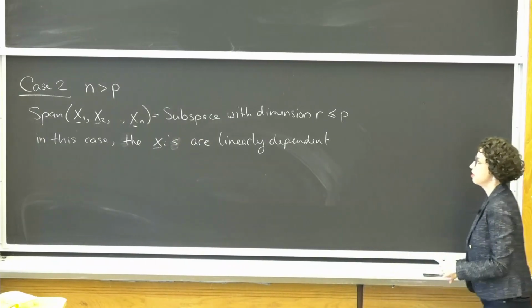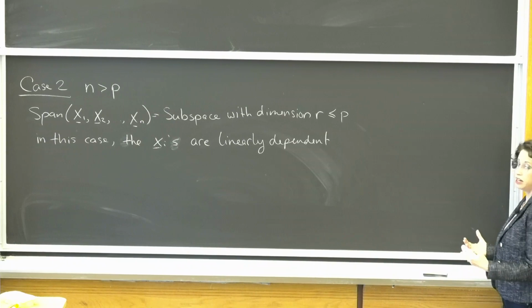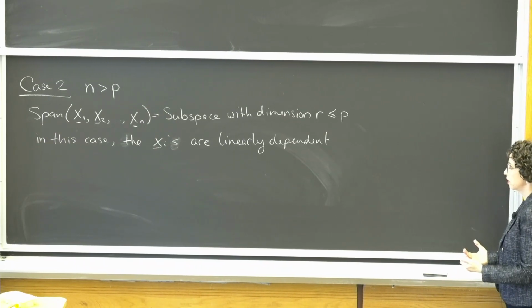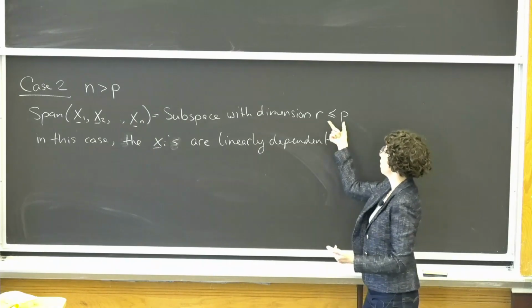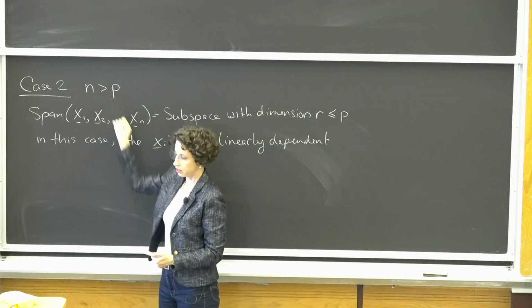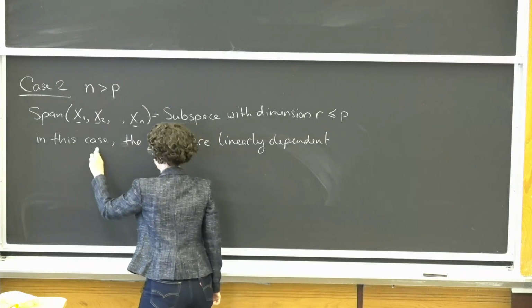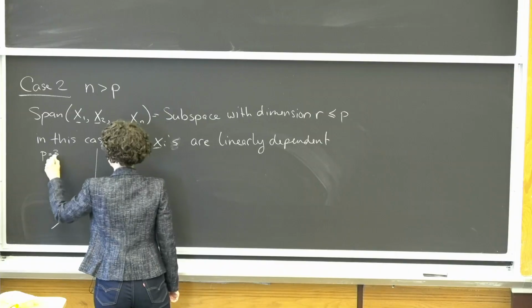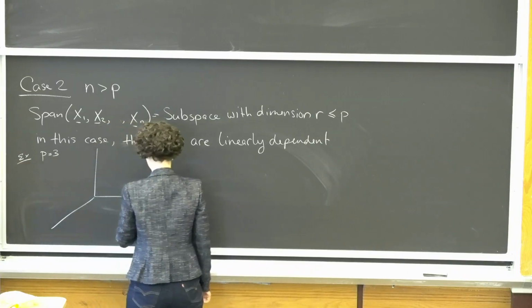Okay, so the number of linearly independent xi's is the dimension of the subspace. It cannot go above p, and we are in the setting where p is smaller than n. So let me illustrate this graphically. So again, we'll work in the p equals 3 setting.